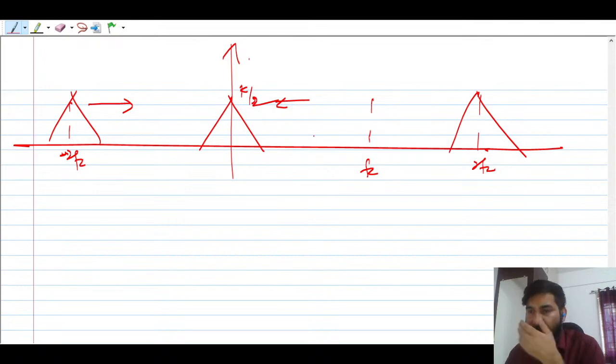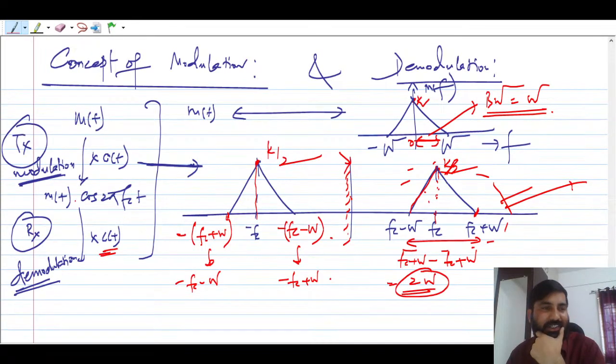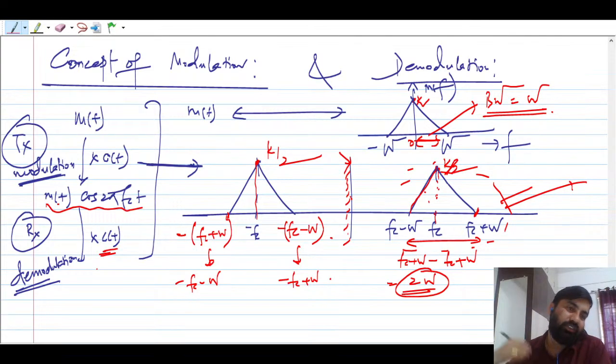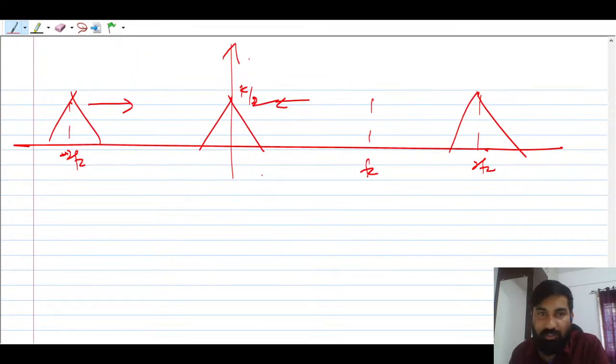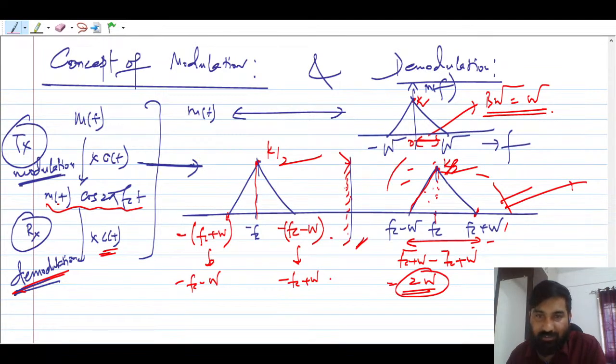Look, when you multiply the cosine again with this signal, it is already a modulated signal, and you are multiplying the carrier cosine again. Why? Because then you can do demodulation. So again you take the convolution of this band pass signal with the impulses. What will happen here is that this guy will shift this side, and this guy will shift this side, and this guy will shift this side, this guy will shift that side.